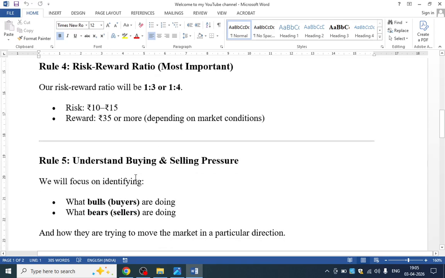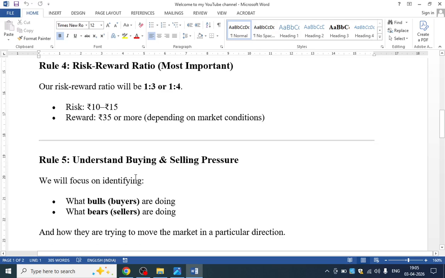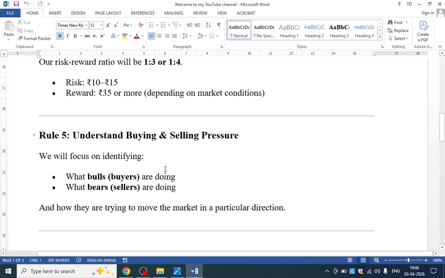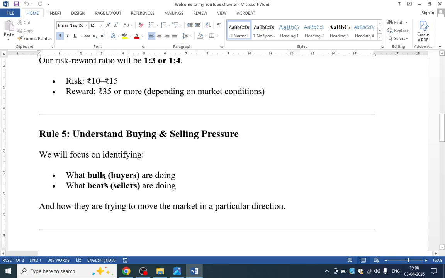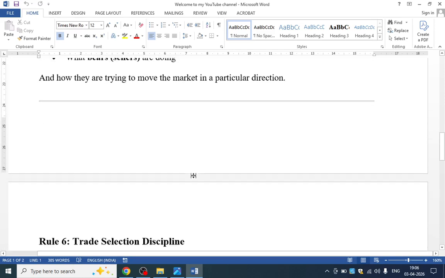What is the main purpose of doing the analysis bar by bar? It is to understand the buying and selling pressure. We will try to judge what the bulls are doing at that moment and what the bears are doing at that moment, and we will try to identify some of the patterns which are profitable.